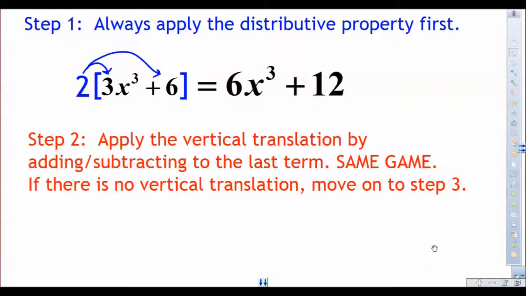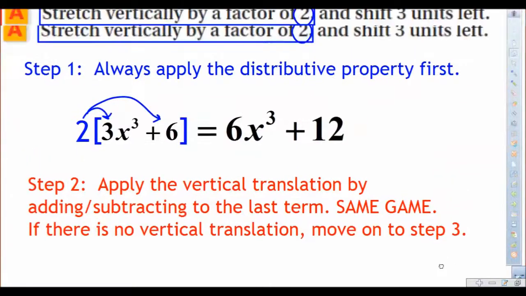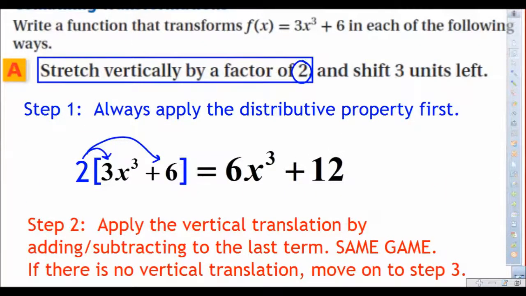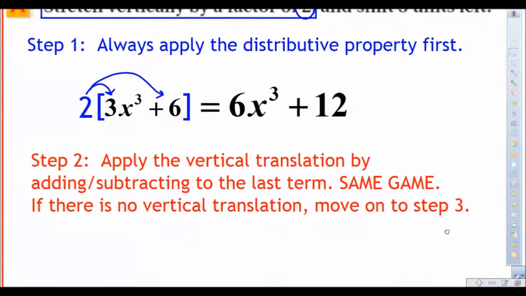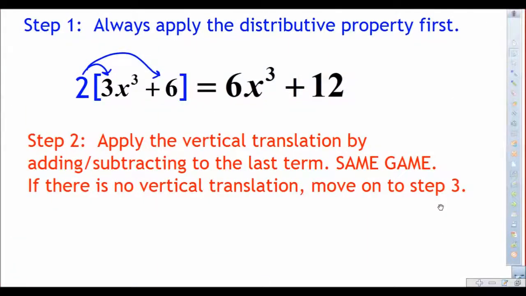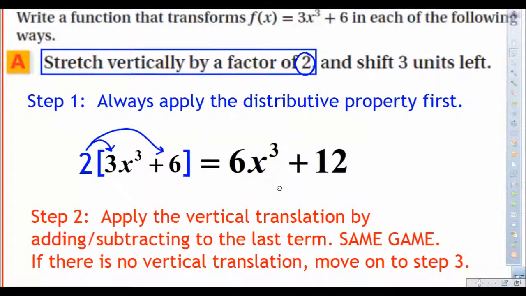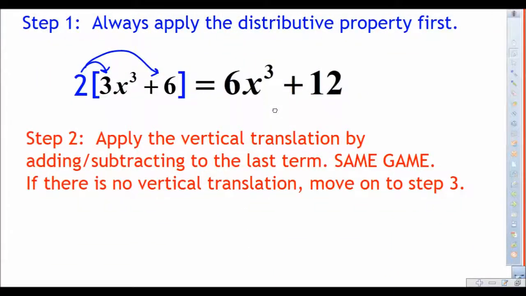So for your next move, I want you to look for a vertical translation. Now, if you recall from the last problem, they didn't give us a vertical translation. Remember, left is a horizontal move. Since they're not asking us to do a vertical translation, which would be the same game, let's move on to step 3. And step 3 is a horizontal translation. So let's take a look at how that gets done.